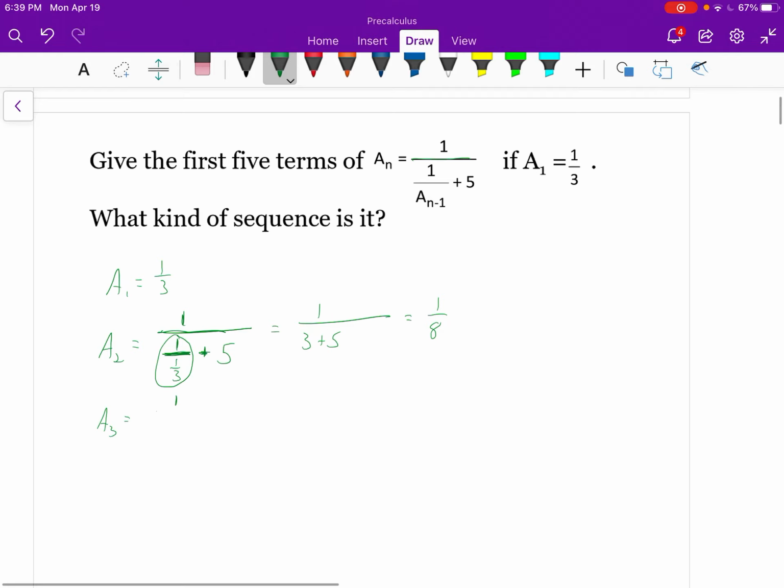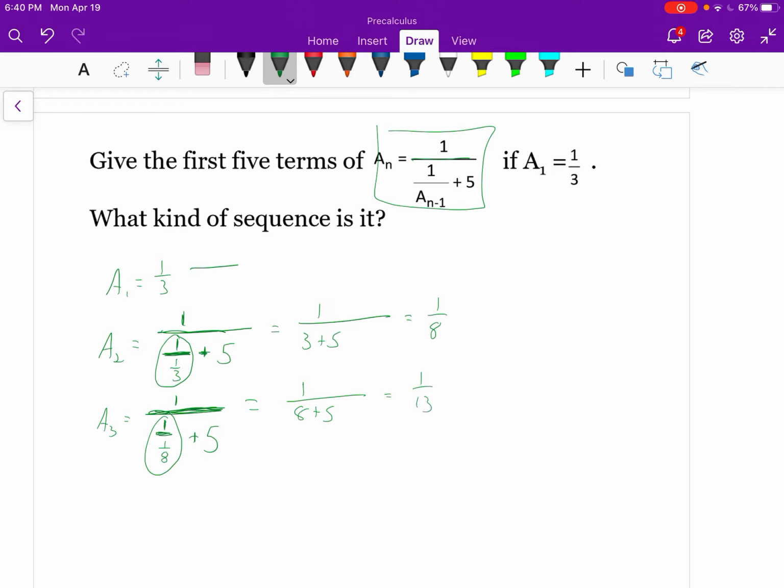Our third term is 1 over the previous term plus 5. This formula is what we're using. Well, this is the reciprocal of 1/8, so this is 1 over 8 plus 5, which is 1/13. So let's notice our pattern here. What keeps happening? Well, we keep adding 5 to the denominator. So our fourth term, once we find the pattern, we don't have to use the formula anymore. That should be 1/18. And then the fifth term, add 5 again, 1 over 23.